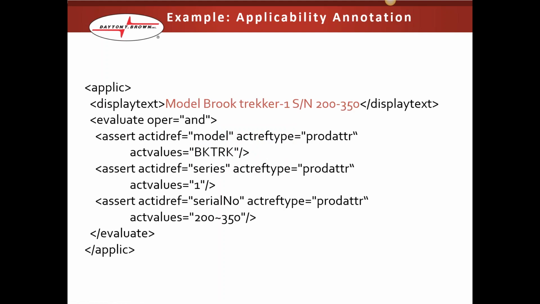Here's one that's a little bit more complex, but it's not too bad. So we have an applic. We have 3 asserts here. We're going to take model, series, and serial number, which are all product attributes that we get out of the ACT, and we take the value that we want for this particular expression, and we string them together with and. So this means that it must meet this and this and this in order to be true. Remember that this gives us either true or false. It's pretty simple output. So the human readable side of this thing would say, well, if I'm working on model brick tracker serial number 200 through 350, I know that this data applies to me. And that's pretty straightforward.